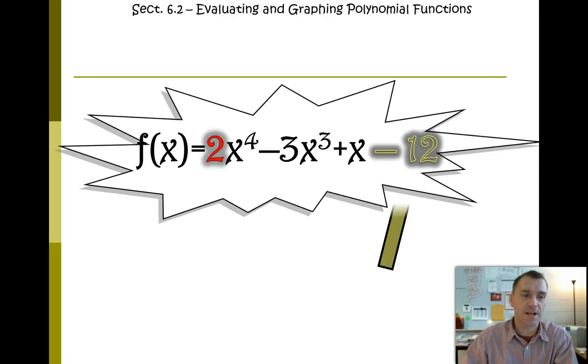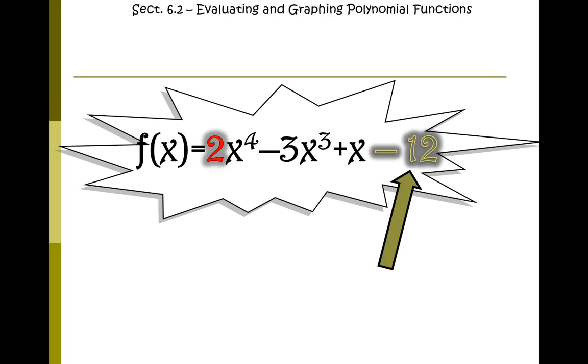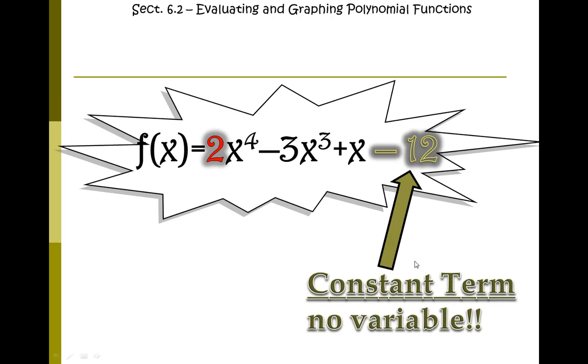That's the first thing. Second thing, that little number way out there that has no variable to it, that thing right there is called the constant term. Has no variable. Is it always on a function? No way. Doesn't have to be. But many times in polynomial functions there is a constant term.